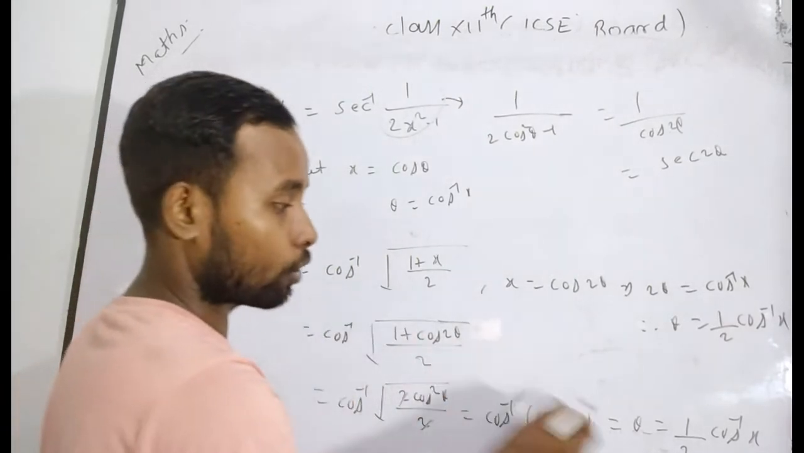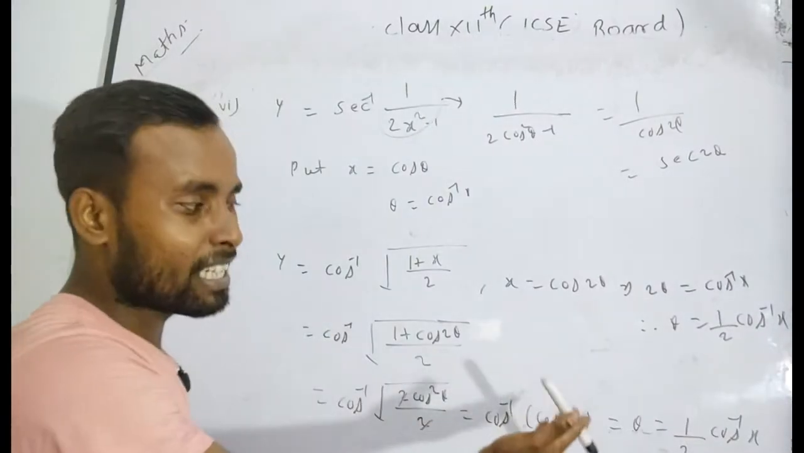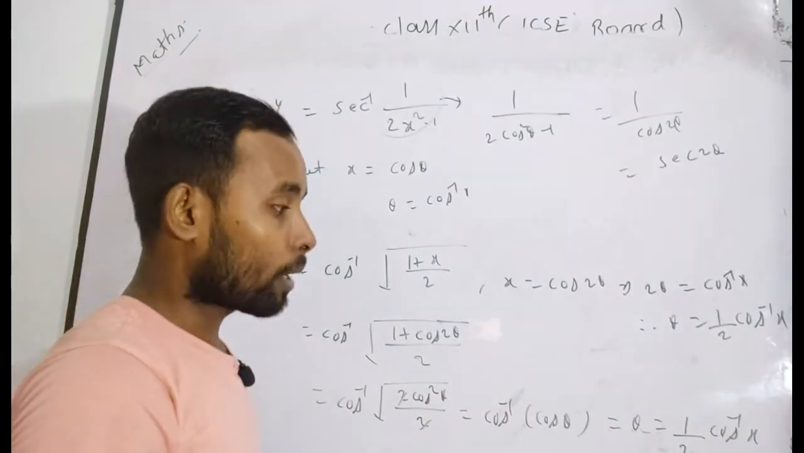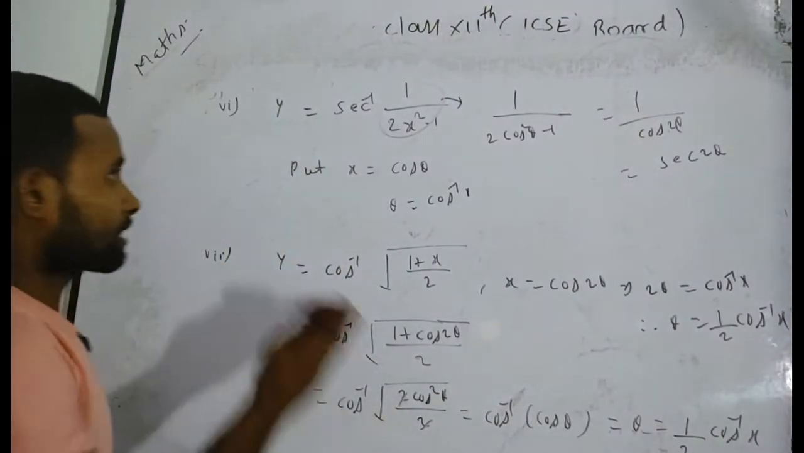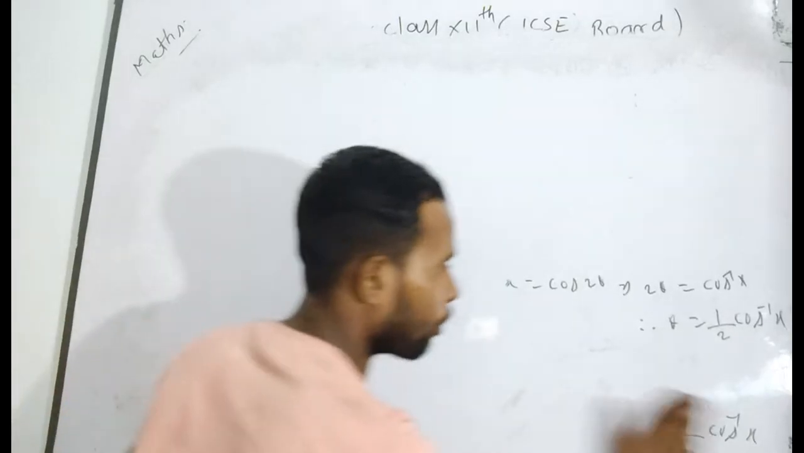You can differentiate y, which is equal to 1 by 2 into cos inverse x, and after differentiating you will get minus 1 upon 2 root under 1 minus x square. This is your 7. Now we take question 8 for you. You can solve all these problems quickly.